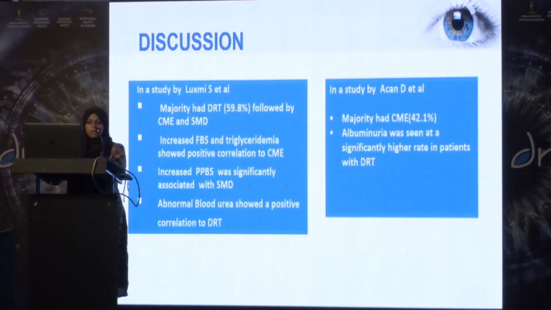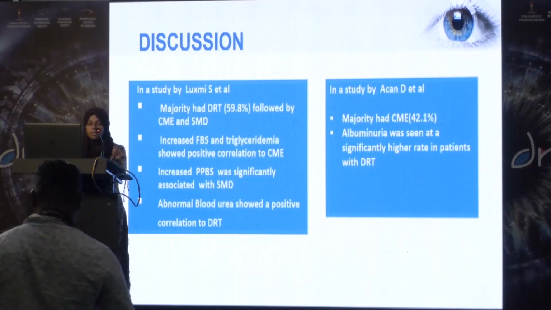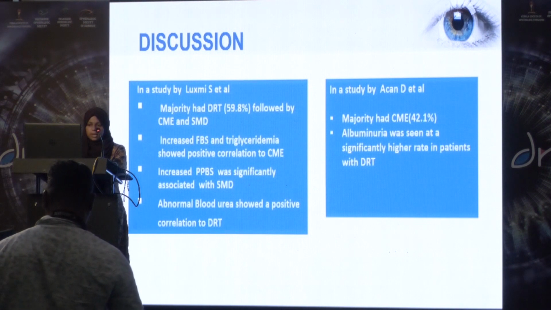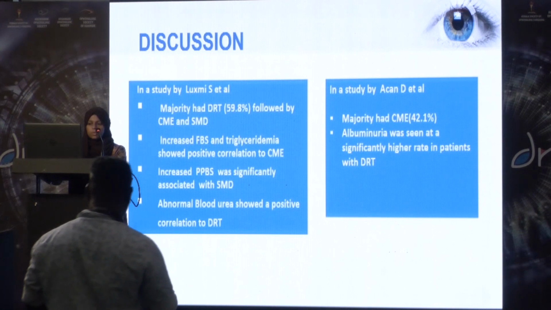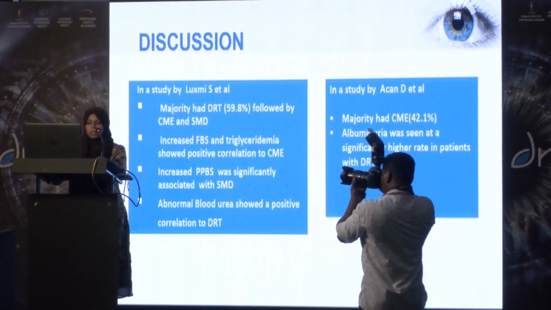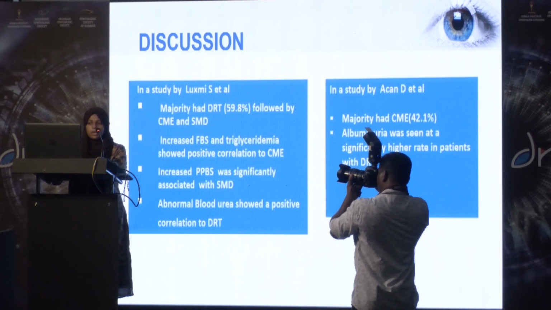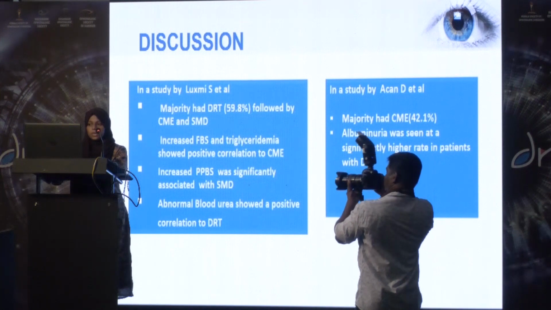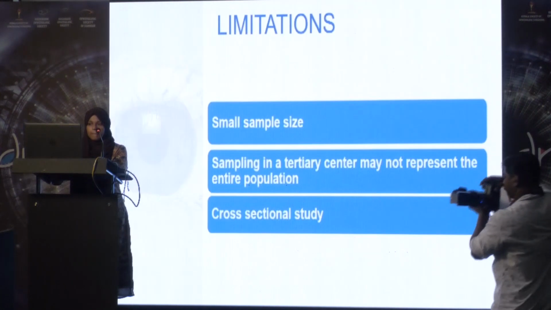Coming to the discussion, in a similar study by Lakshmi et al., the majority of the patients had DRT followed by CME and SMD, and increased FBS and triglyceridemia showed a positive correlation to CME, which was similar to my study. Increased PPBS was significantly associated with SMD, whereas in my study it was associated with DRT, and abnormal blood urea showed a positive correlation to DRT. In another study by Akandi et al., the majority of the patients had CME, and albuminuria was seen at a significantly higher rate in patients with DRT.